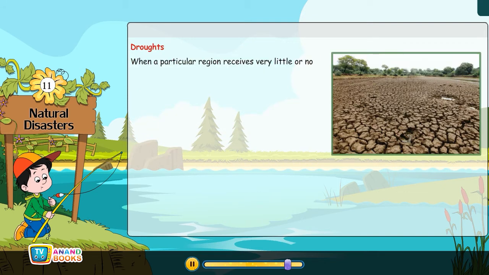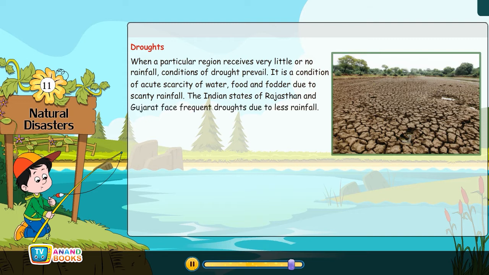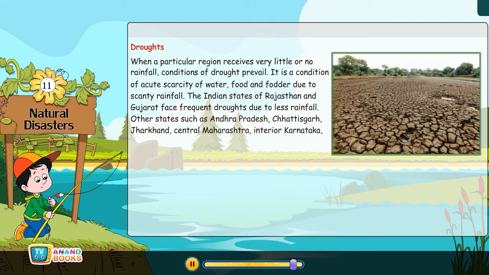Droughts. When a particular region receives very little or no rainfall, conditions of drought prevail. It is a condition of acute scarcity of water, food and fodder due to scanty rainfall. The Indian states of Rajasthan and Gujarat face frequent droughts due to less rainfall. Other states such as Andhra Pradesh, Chhattisgarh, Jharkhand, central Maharashtra, interior Karnataka, parts of Tamil Nadu and Bihar also face drought conditions frequently.